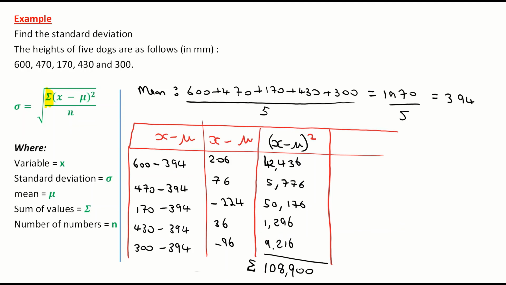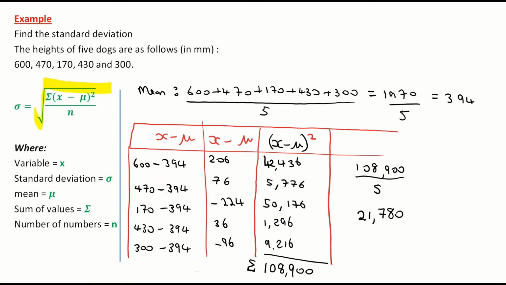Now coming back over to my formula, what's the next step in my formula? It's getting me to divide them by n, the number of numbers. So I've added them together. Now I need to divide them by n. So I'm taking my 108,900 divided by n, which is the number of numbers, which is 5 numbers. And when I divide that by 5, I'm getting 21,780.